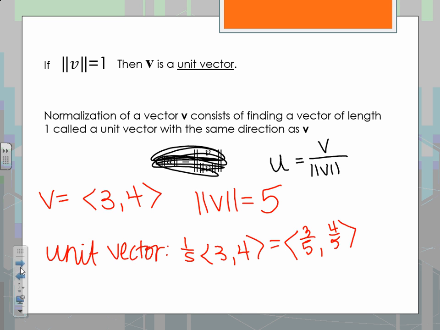It is in the same direction. They'd be overlapping with each other if we drew them on the same coordinate plane. But this one would have length 1, while this one has length 5. Are you convinced that this would have length 1? Yeah, we'll take it. 25 over 25, right? Okay, that's going to happen every time.